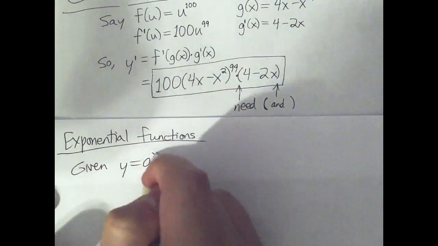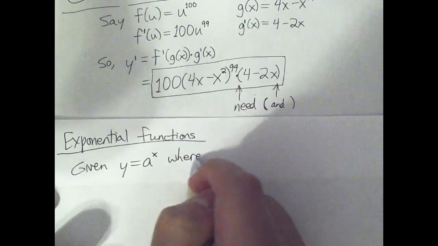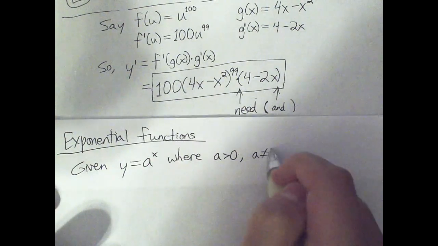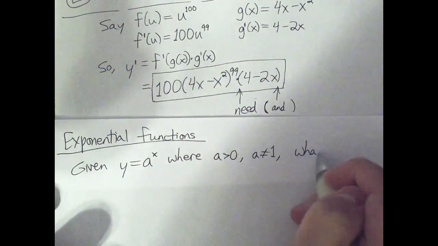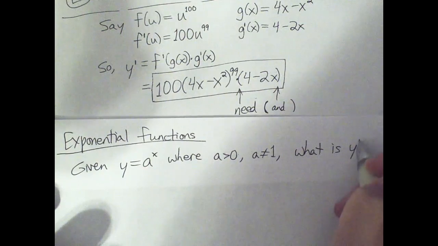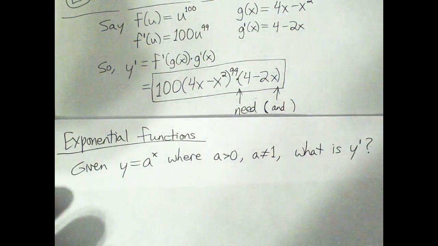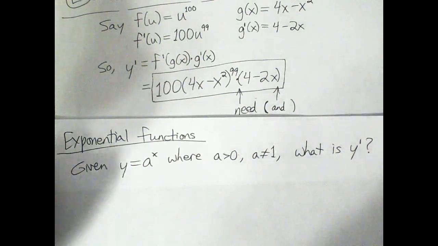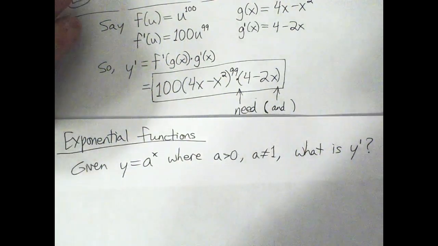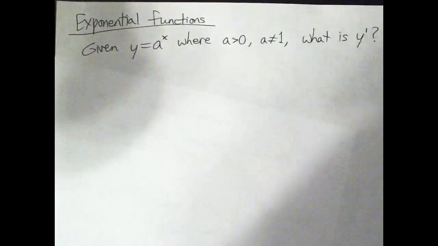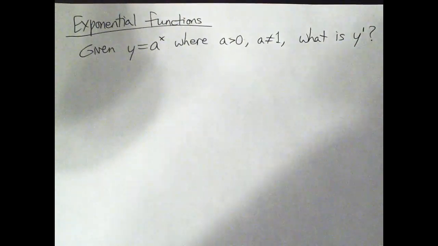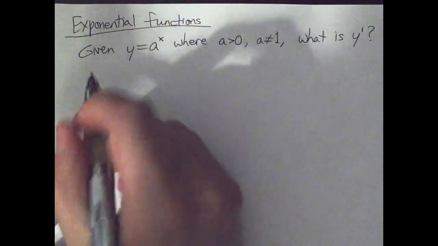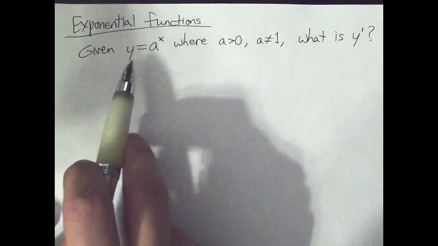Given y equals a to the x, where a is greater than 0, I should say a is not equal to 1. What is y prime? Now, I told you a rule for this, but we didn't derive it. We didn't see where the rule comes from. And the reason we didn't derive it is because technically we need the chain rule in order to derive this rule. So let's work on this. y equals a to the x.